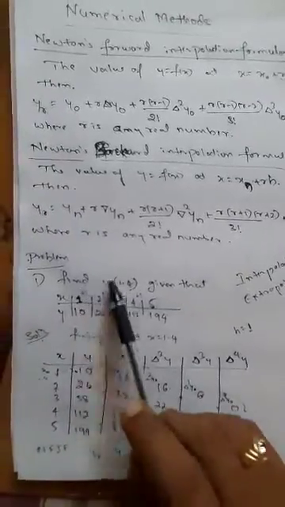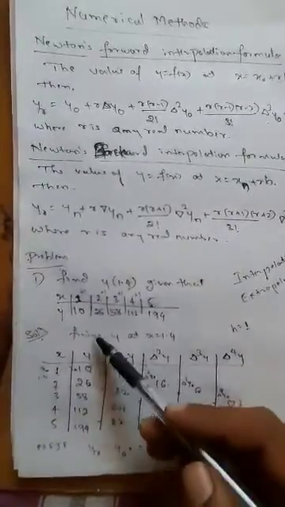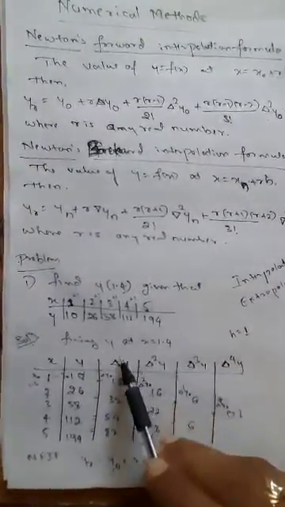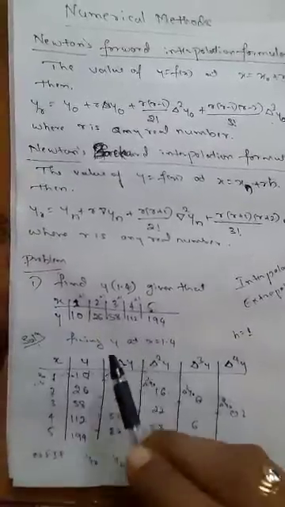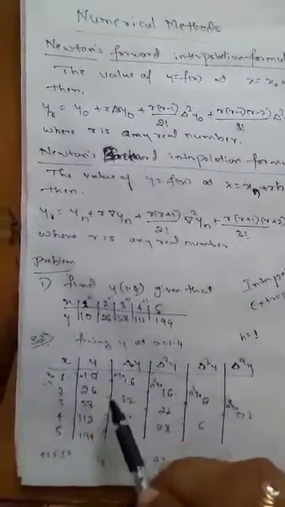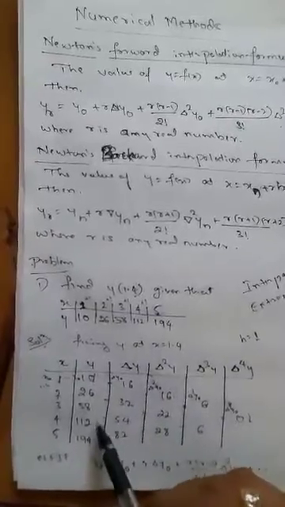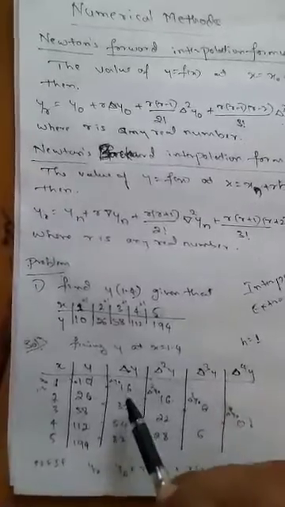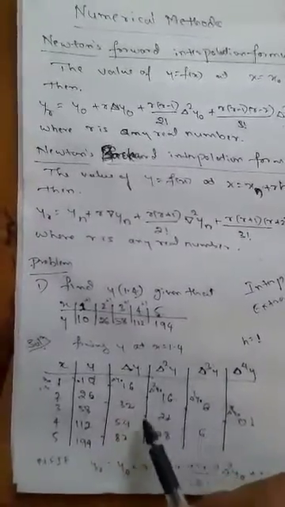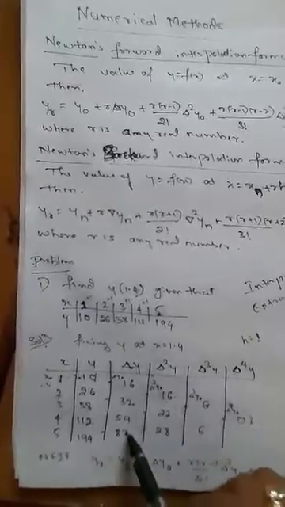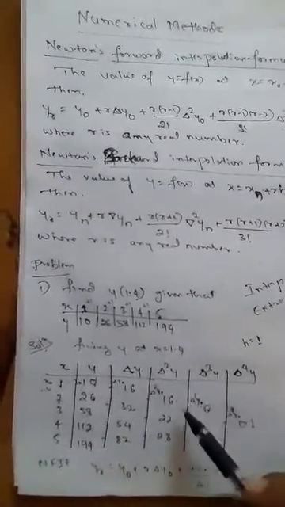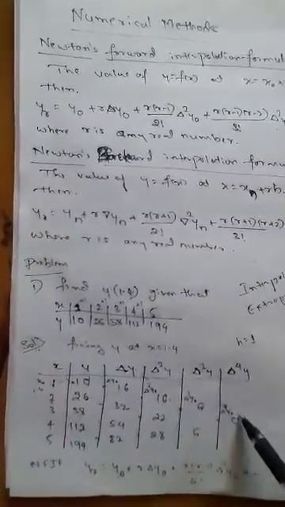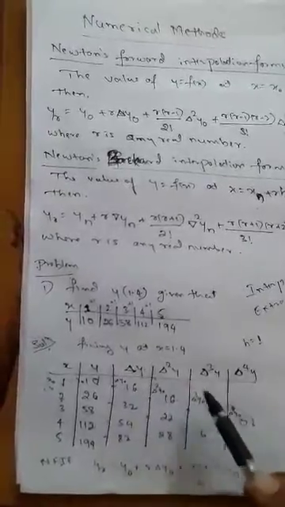Write the x values in a column, 1 2 3 4 5, and y is 10, 26, 58, 112 and 198. Now we find the first difference, delta y. Delta y is 26 minus 10 is 16, 58 minus 26 is 32, 112 minus 58 is 54, 198 minus 112 is 86. Similarly, 32 minus 16 is 16, 54 minus 32 is 22, 86 minus 54 is 32. Similarly, 22 minus 16 is 6, 32 minus 22 is 10, and so on. Like that we find the differences of the numbers.